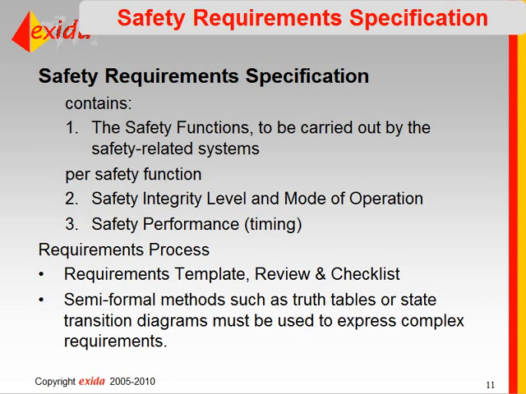And then the process that's followed for the requirements, the first half of it is just the standard documentation process. You need to have a template for requirements. You need to review the requirements. You need to have a checklist for completeness. In addition, you need to use something called semi-formal methods, such as truth tables or state transition diagrams, that must be used to express complex requirements.